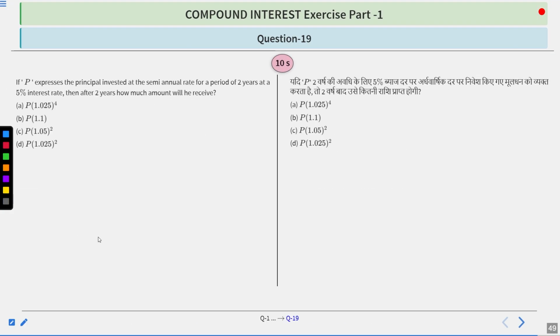Next is, if P expresses the principal invested at the semi-annual rate for a period of 2 years at a 5% interest rate, then after 2 years, how much amount will he receive? And options are option A, P into 1.025 power 4. Option B is P into 1.1. Option C is P into 1.05 whole square. And option D is P into 1.025 whole square. These are the options.